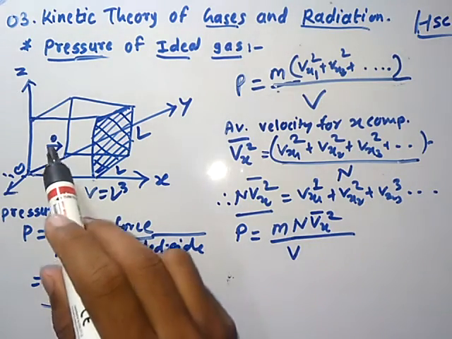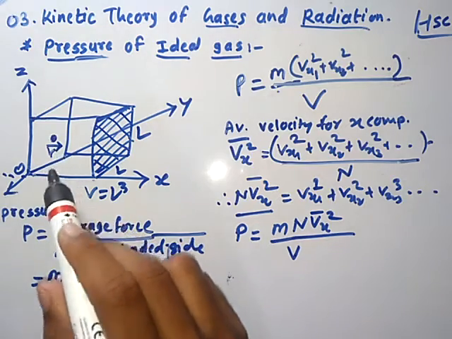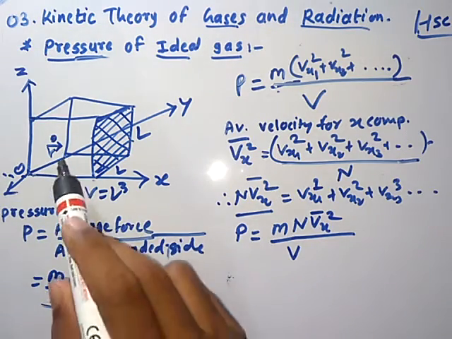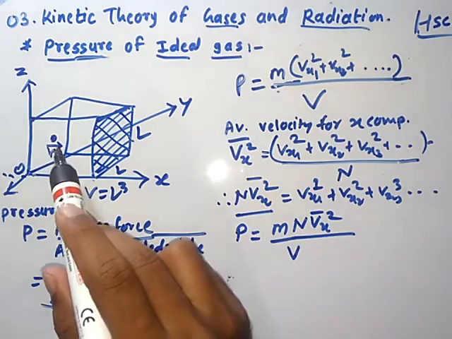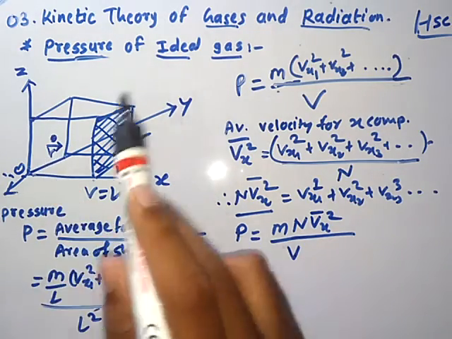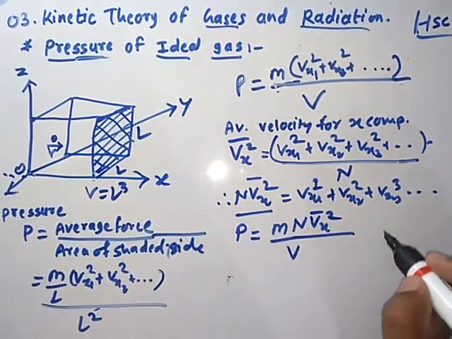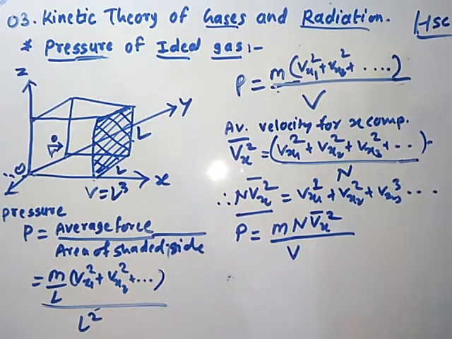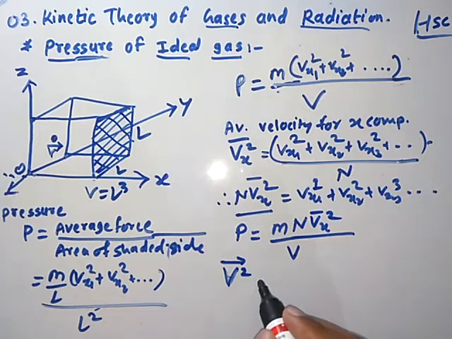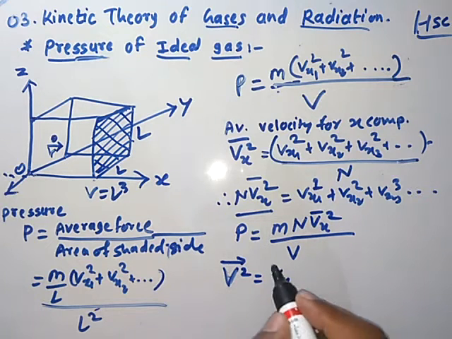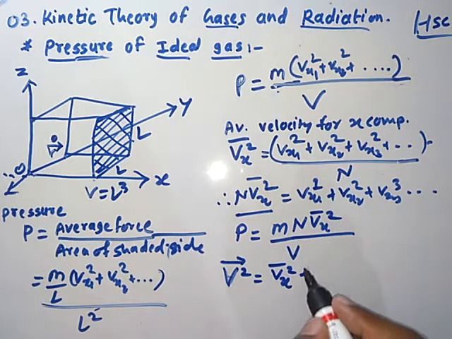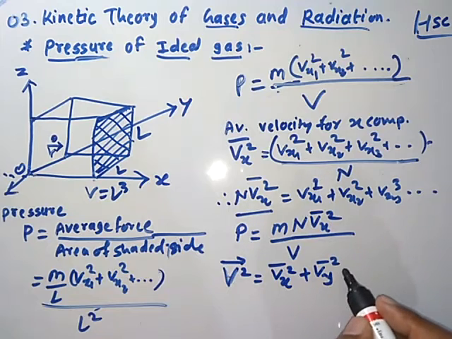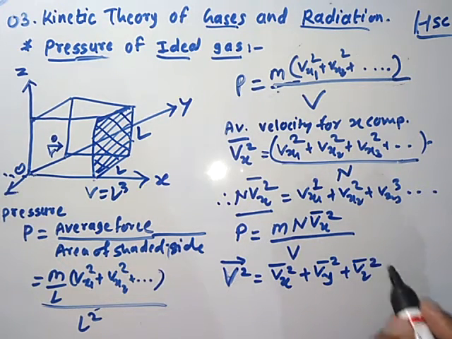But if we consider any particle which is free to move in that container, it is possible that it can move along the y-axis also, and along the z-axis also. So it has vy square average velocity and vz square average velocity also. So we can write the total average velocity v bar square equal to the summation of vx bar square plus vy bar square plus vz bar square.